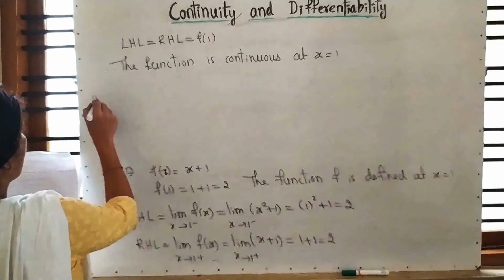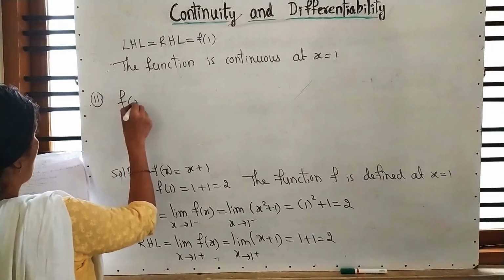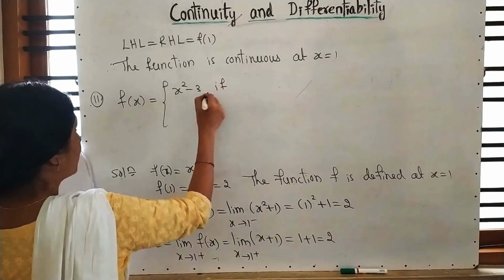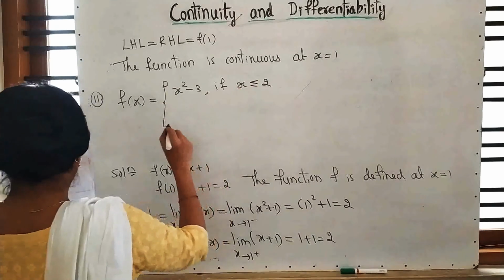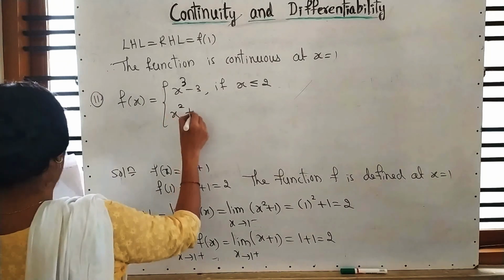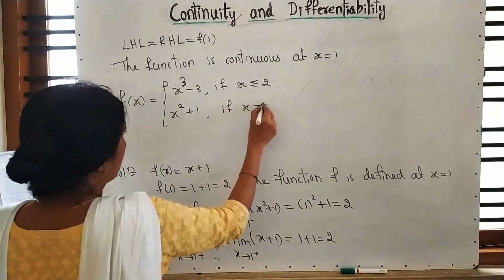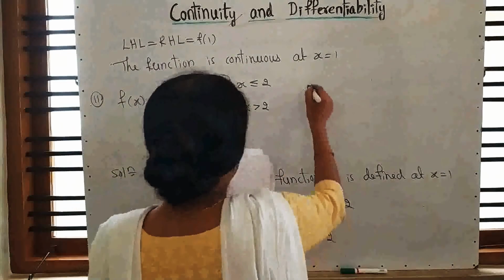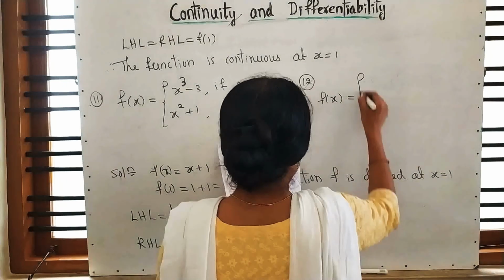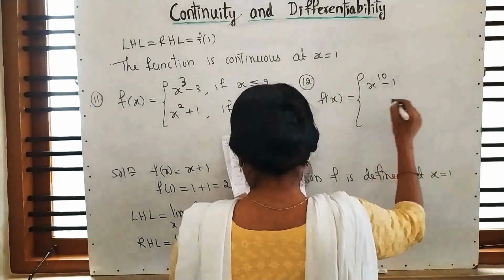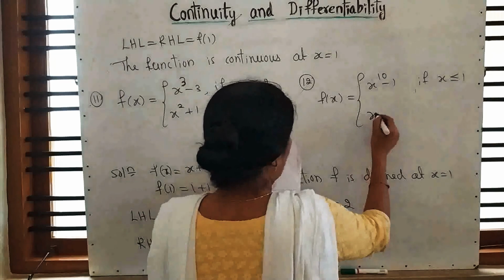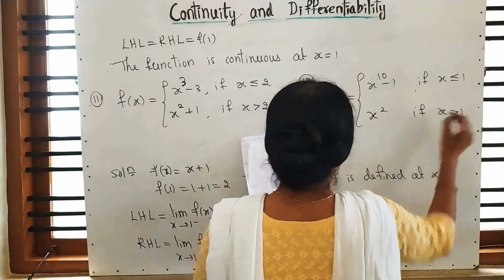Understood? 11 I gave you as a homework. F of x is equal to x square minus 3 if x is less than or equal to 2, x cube minus 3 and x square plus 1 if x is greater than 2. And the 12th question, f of x is equal to x to the power 10 minus 1 if x is less than or equal to 1 and x square if x is greater than 1.